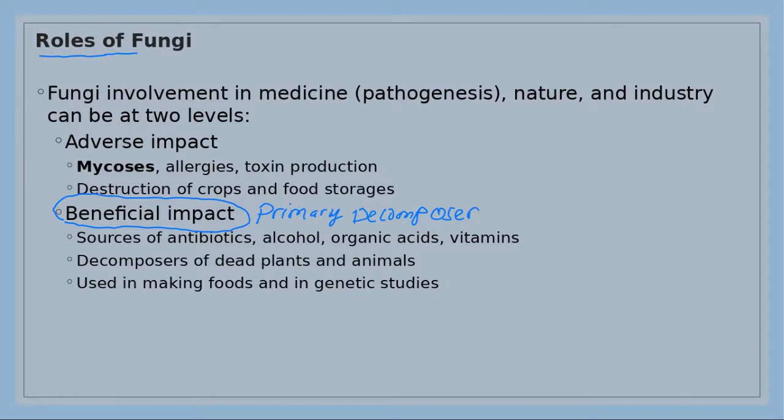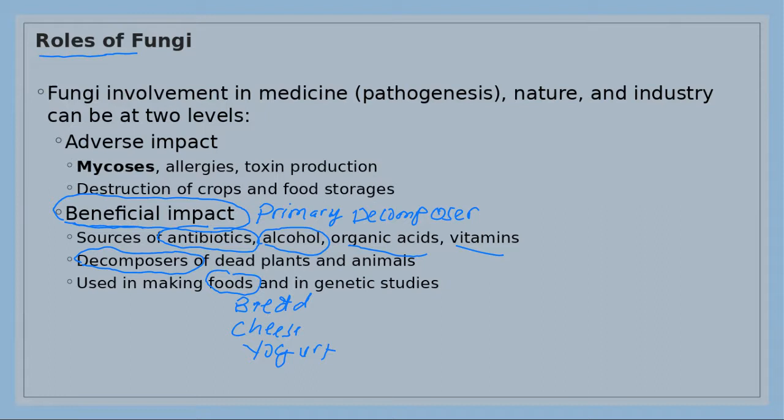They also produce good things like antibiotics. Some fungi like yeast are used for making alcohol, organic acids, vitamins, and making food like bread, for example. Cheese, yogurt. So these are beneficial roles of fungi.